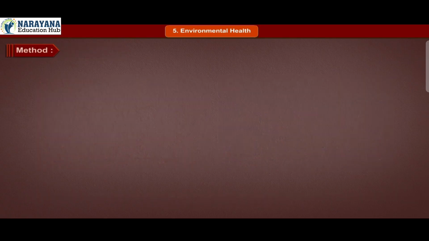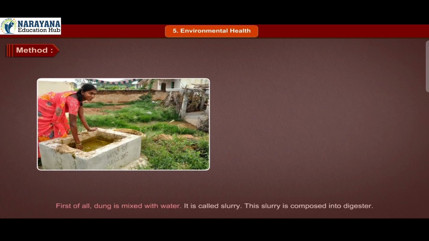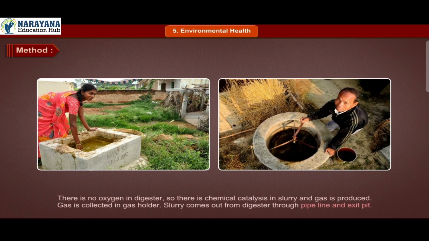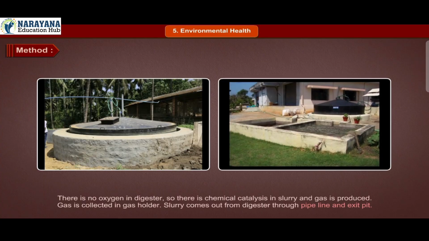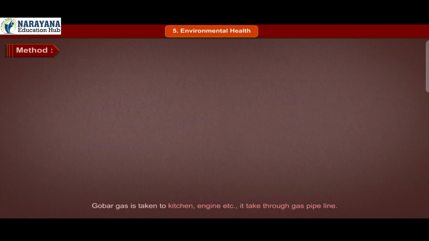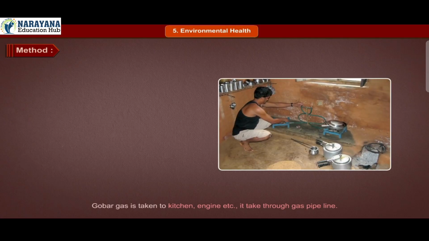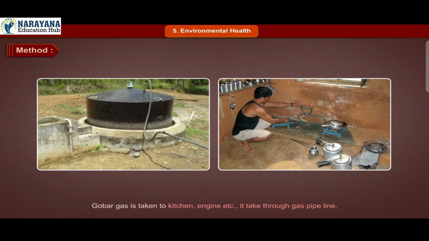Method. First of all, dung is mixed with water. It is called slurry. This slurry is poured into the digester. There is no oxygen in the digester, so there is chemical catalysis in the slurry and gas is produced. Gas is collected in the gas holder. Slurry comes out from the digester through a pipeline and exit pit. Gobar gas is taken to the kitchen, engine, etc. through a gas pipeline.